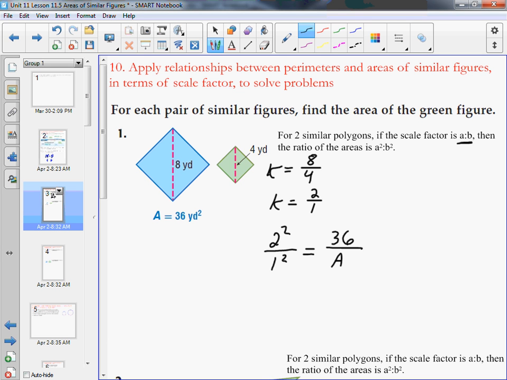Well, I know that 2 squared is 4, so when I use cross products, I get 4A equals, and I know that 1 squared is 1, so 1 times 36 is 36. Then I divide both sides by 4, and A equals 9. Now, I haven't put units on anything, but that's area. So that's what? Yards squared.